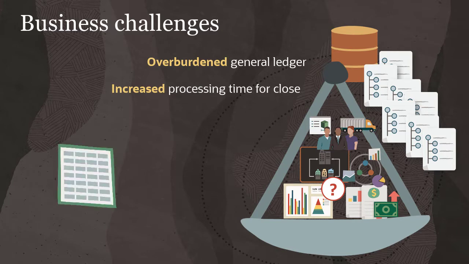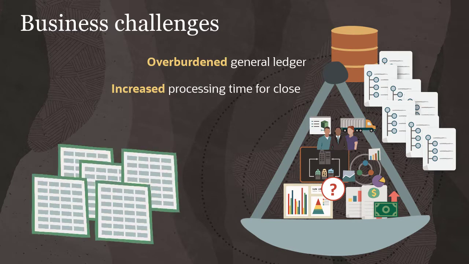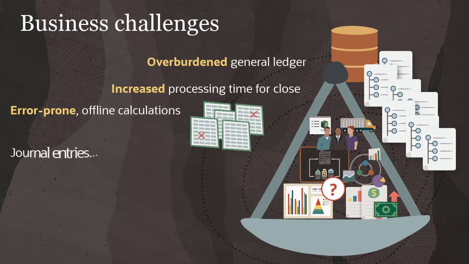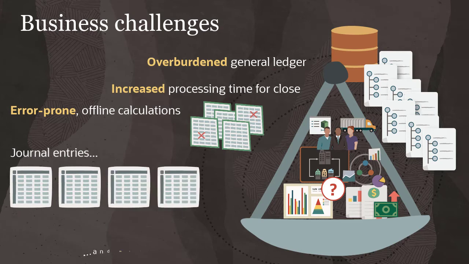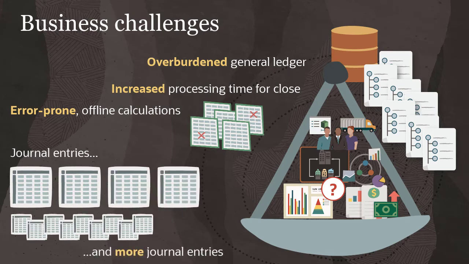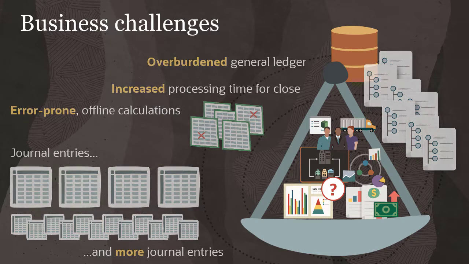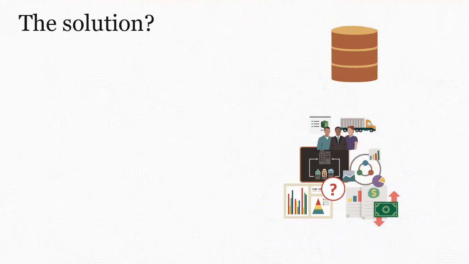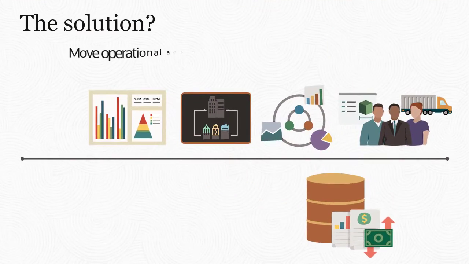You calculate all the allocations you need to support these analyses in offline, error-prone spreadsheets or shadow systems. Then you log a large number of journal entries to add operational and management detail to your statutory GAAP detail until your general ledger is so complex it slows your financial close and limits your ability to react to market and industry changes.